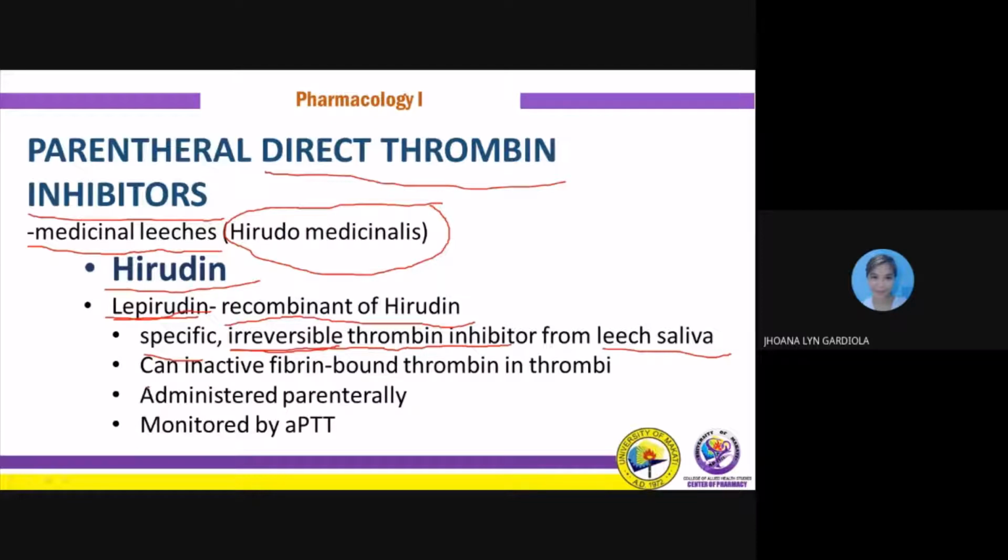Hirudin can inactivate fibrin-bound thrombin in thrombi, and it is administered parenterally and monitored by a PTT, which stands for partial thromboplastin time, wherein it is a blood test that measures the time it takes your blood to clot. And a PTT test can be used to check for bleeding problems.